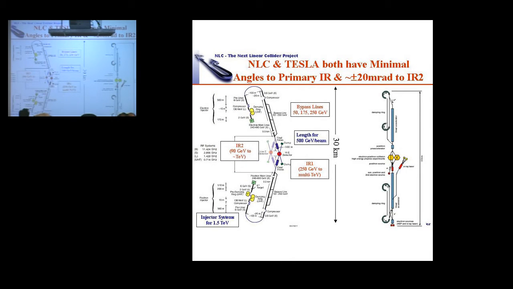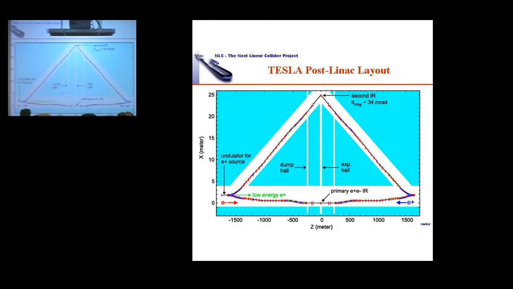The point of these standard side pictures is to make the point that both the NLC design and the Tesla design to the primary IR have essentially zero bending, and minimal bending to get to their second IRs. So in that sense, they're both equivalent. Here's a better picture of the post-Linac layout for Tesla, where you can see quite clearly that except for minor bends to get the chromatic correction done and to get the positron source hardware in, things are more or less straight ahead, with a crossing angle at the second IP of 34 milliradians, more or less plus or minus 17 milliradians coming off the Linac.